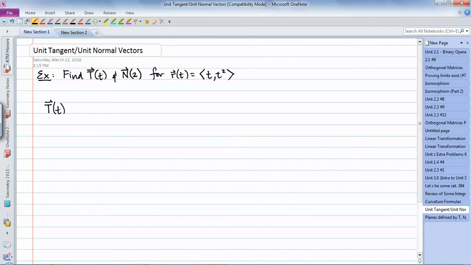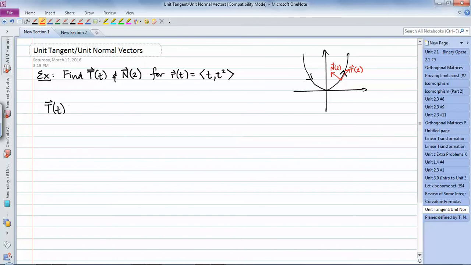By the way, this graph right here is y equals x squared, so you know that this graph is going to look like this. And in this case, as t gets bigger, x gets bigger, so it's moving around the curve this way. So you can kind of picture that at t equals 2, we're going to have a unit tangent vector pointing off like that. The unit normal vector will have to point directly into the curve. So that'll be N at 2 and T at 2. Now we're going to find T of t first.